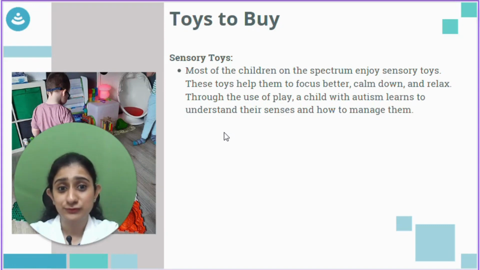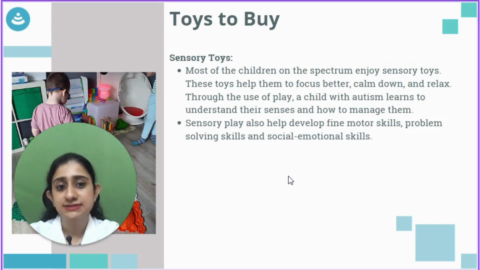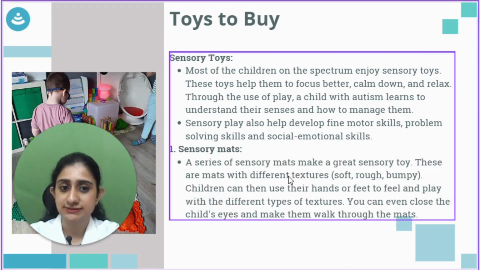So first and foremost are the sensory toys. Most of the children on the spectrum enjoy sensory toys. These toys help them to focus better, calm down and relax. Through the use of play, a child with autism learns to understand their senses and how to manage them. Sensory play also helps develop fine motor skills, problem-solving skills, and social emotional skills.